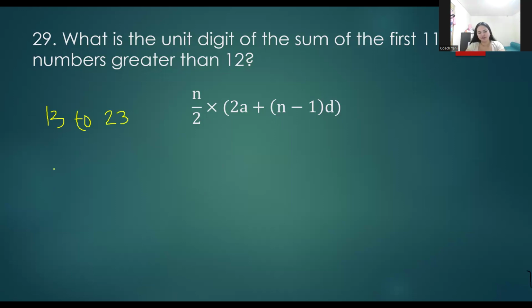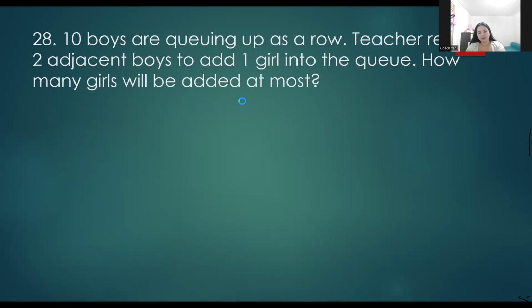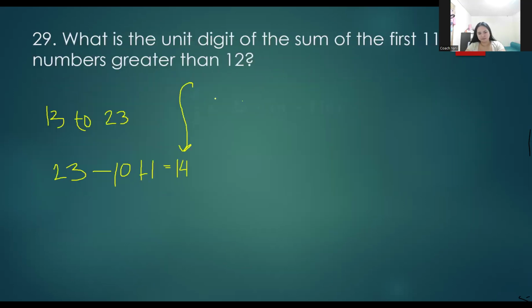How many numbers are 13 to 23? You just do 23 minus 10 plus 1. So how much is that? That is 14 numbers. So this means this is your N. Right? What's your A? What does A mean? A is the first term. So the first term is 13.